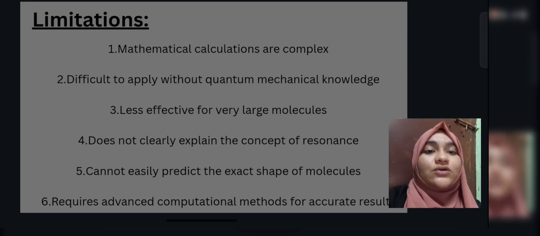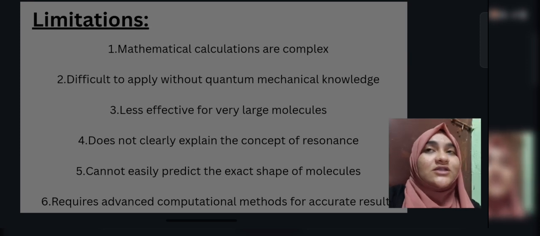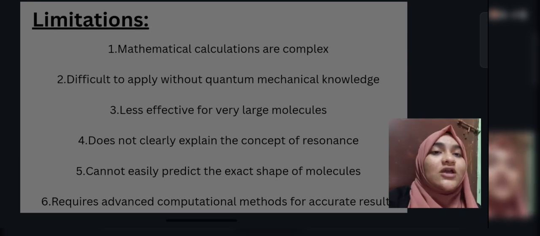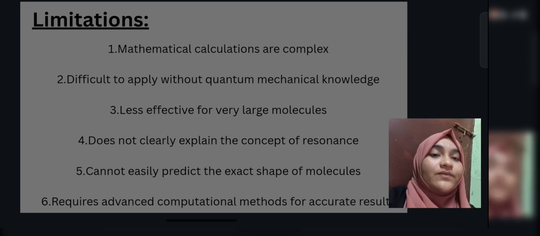And then it also does not clearly explain the concept of resonance. Molecular orbital theory does not explain the resonance of the molecule very clearly. And then it cannot easily predict the exact shape of the molecules. So molecular orbital theory cannot predict the exact shape of the molecules.